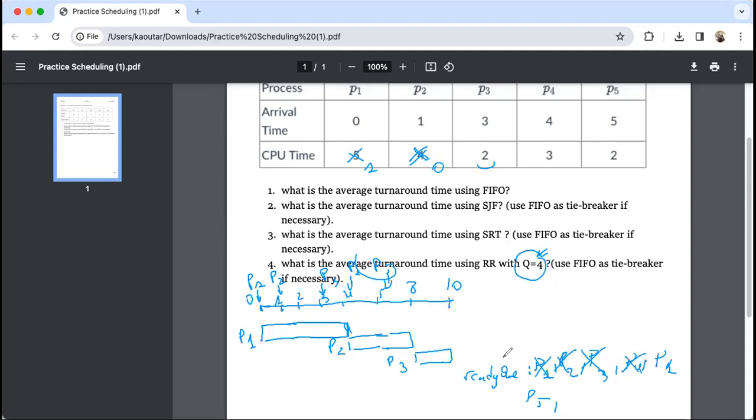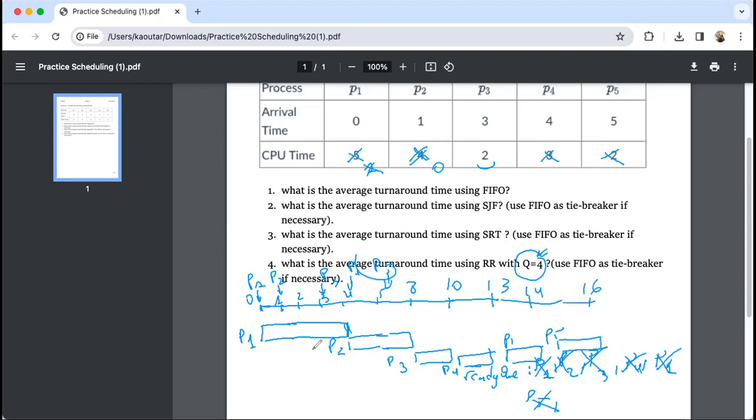The next to go is P4, right? And P4 only needs 3 units. So from time 10 to 13, that's P4, and it doesn't go back. And the next one in the queue is P1 at time 13. P1 only needs 1 more unit, so from 13 to 14. And lastly, P5. Sorry, I only have a small space here. P5 has to only run for 2 units, so from 14 to 16.